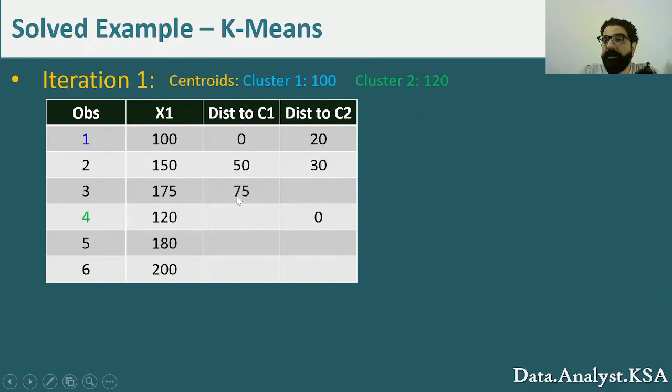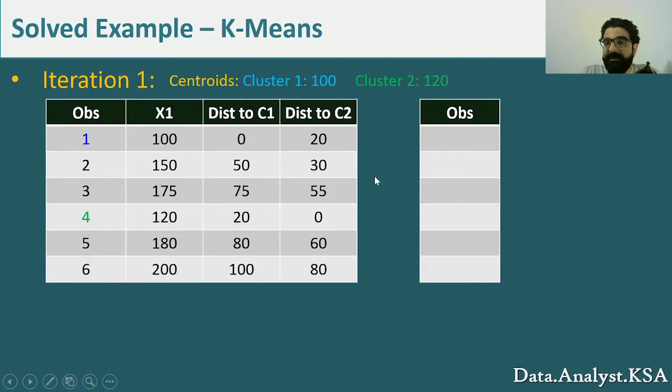For point 3, we're going to calculate the distance, so it's 75 from cluster 1, and it's 55 from cluster 2. For point number 4, it is 20 from cluster 1 and 0 from cluster 2. For point 5, it's going to be 80 and 60. For point 6, it's going to be 180. So we finished calculating the distances.